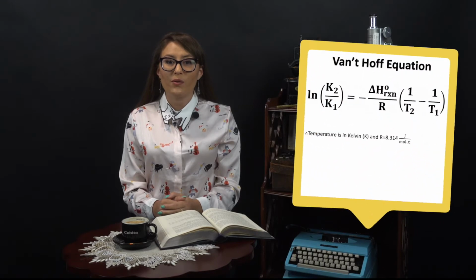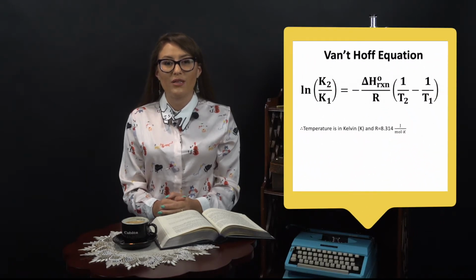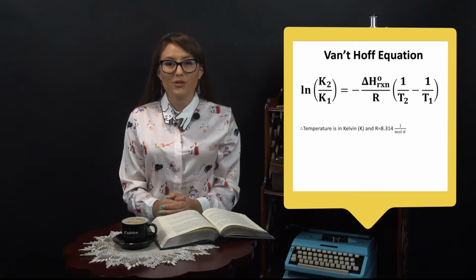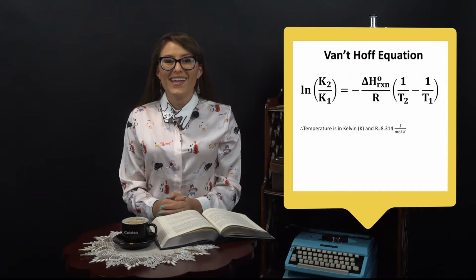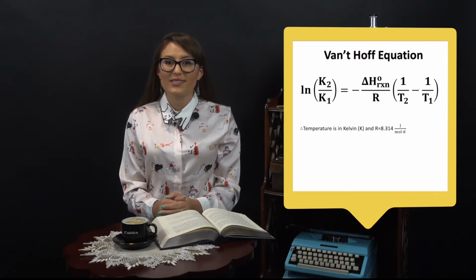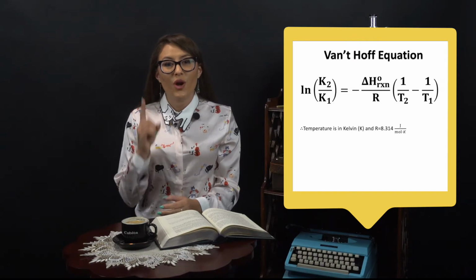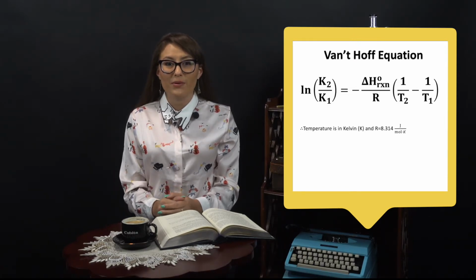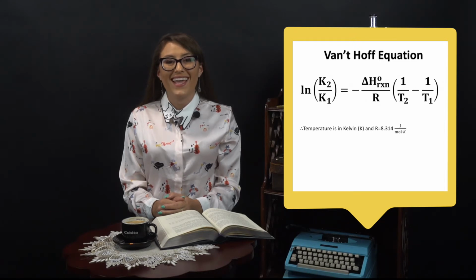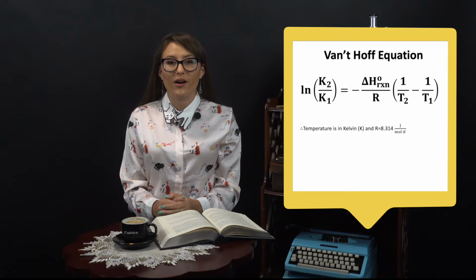The Van 't Hoff equation relates the change in equilibrium constants in a chemical reaction to the change in temperature and is as follows. We can also rearrange this equation and solve for a given variable in the equation. A few things to note when using this equation is that temperature must be in Kelvin and R is a universal gas constant and is equal to 8.314 joule per mole Kelvin.